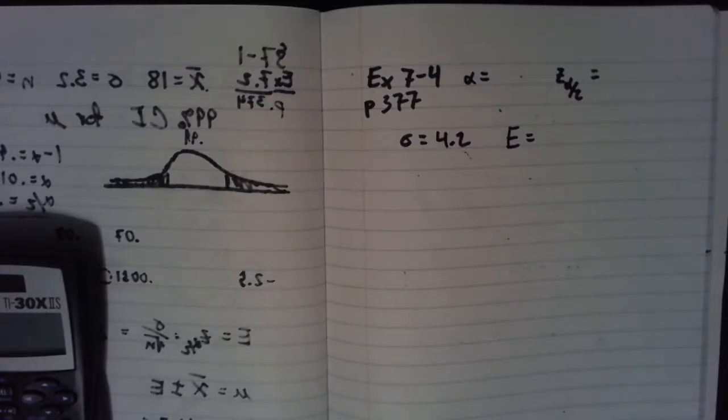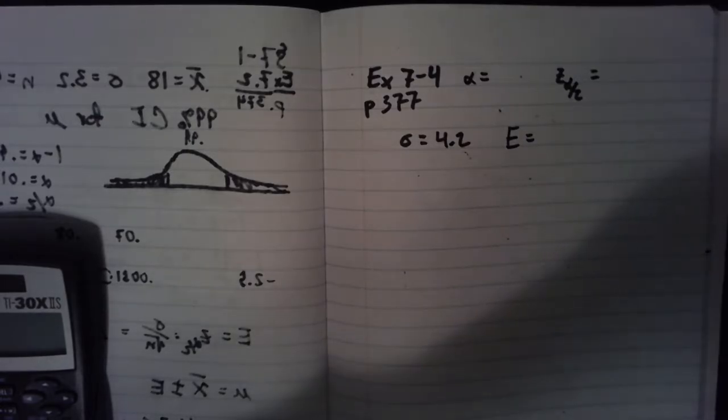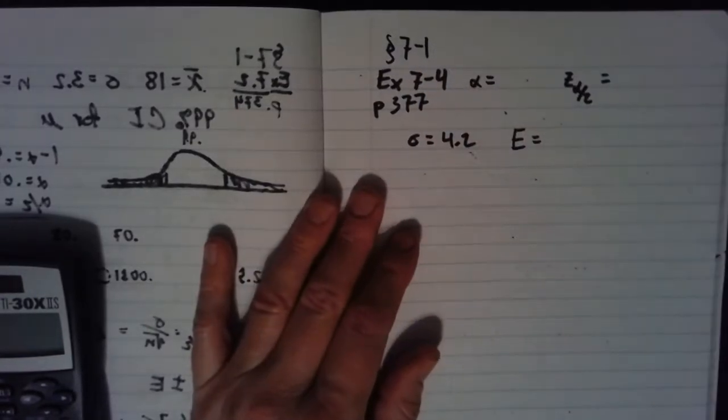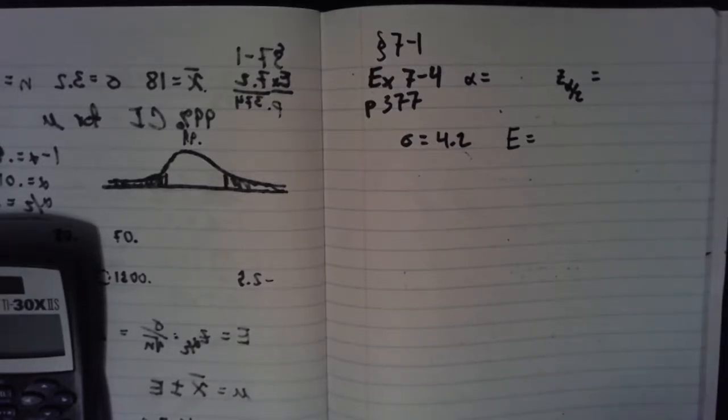Good day. All right, we're going to work on example 7-4, and this is still from chapter 7, section 1, talking about confidence intervals. In this one, the theme is automobile thefts. It says a sociologist wishes to estimate the average number of automobile thefts in a large city per day within two automobiles. He wishes to be 99% confident, and from a previous study, the standard deviation was found to be 4.2. How many days should he select to survey?